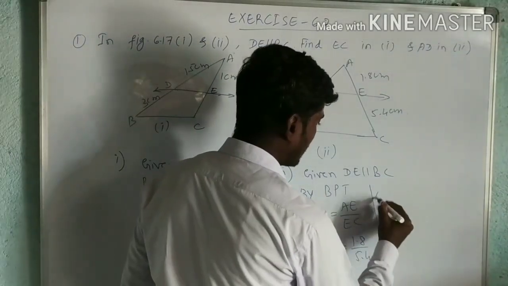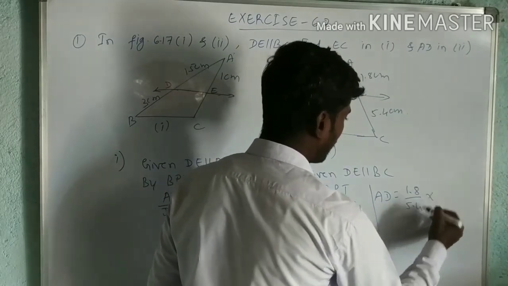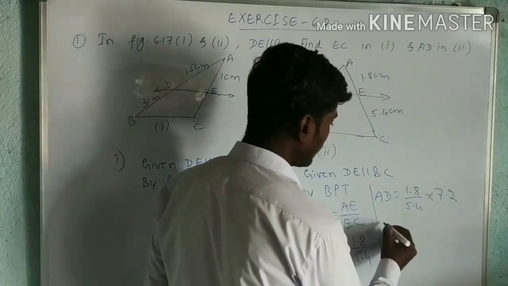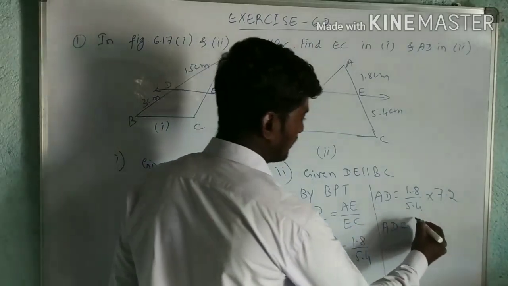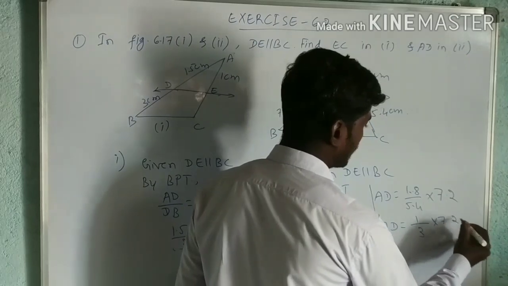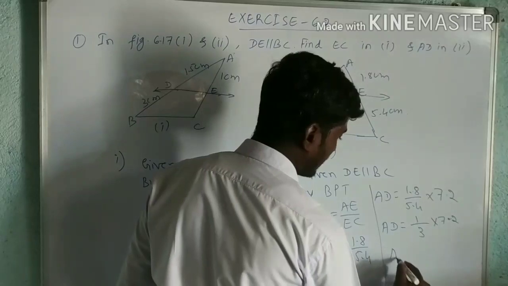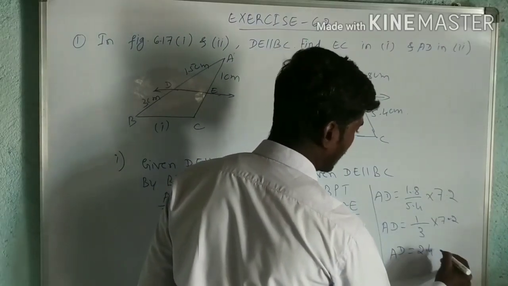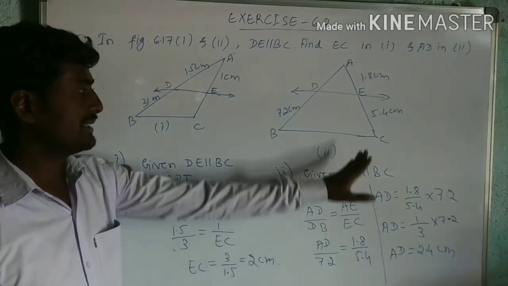AD is equal to, by cross multiplication, 1.8 divided by 5.4 into 7.2. Now AD is equal to 18 over 54, which is 1 divided by 3, into 7.2. Now divide 7.2 by 3. 3 twos are 6, 3 fours are 12. So AD is 2.4 centimeter. This is for the second diagram.